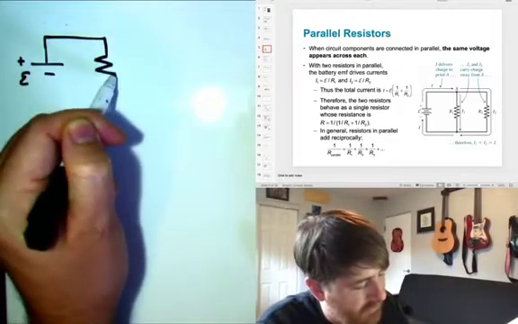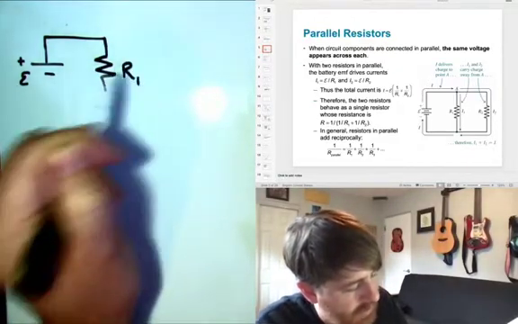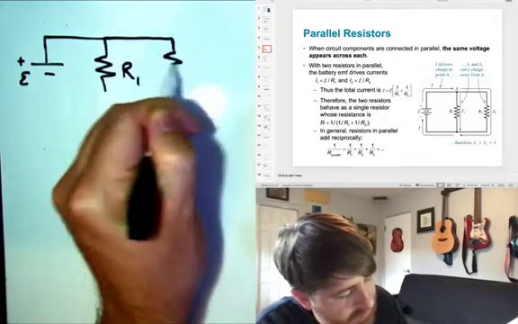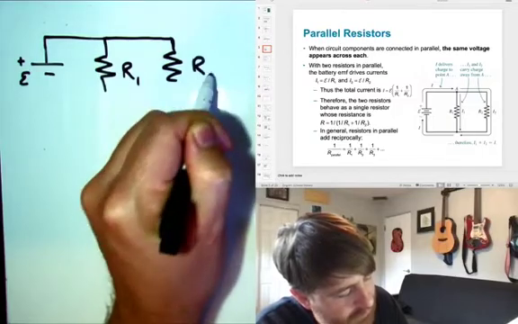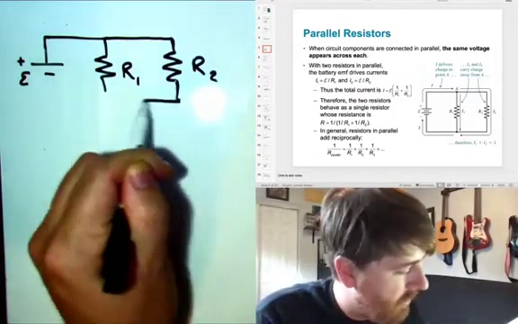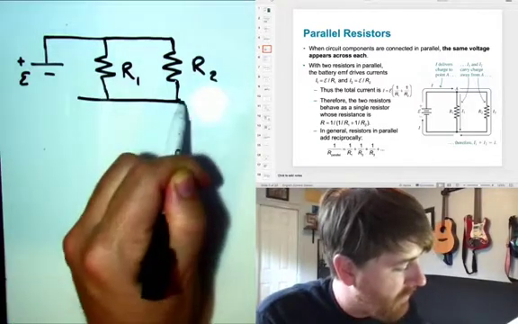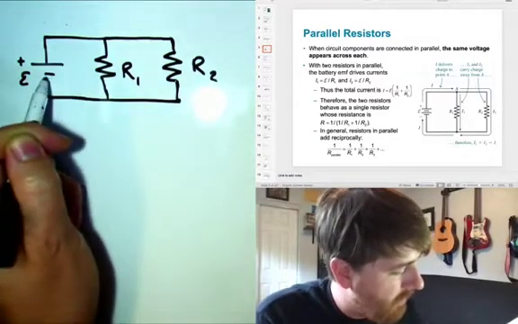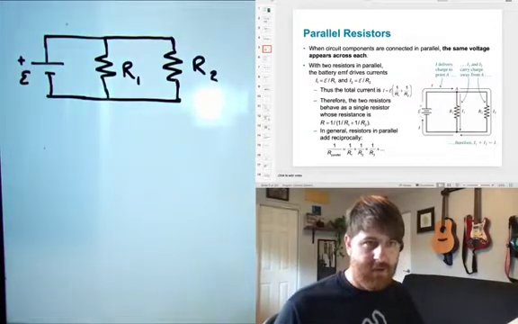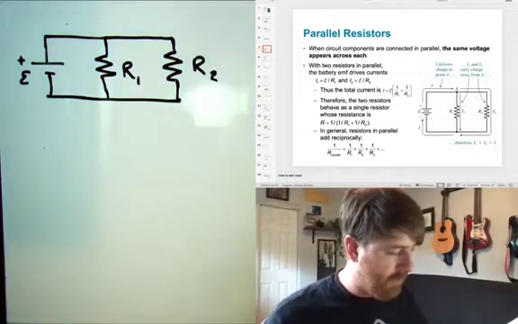So I'll have a resistor R1, and now I'm going to hook up the same side of R1 to the same side of R2, and I'll hook up the opposite side of R1 to the other side of R2 over here, and then hook those up to the battery. And now what's going to happen? Now, this is what we call parallel.